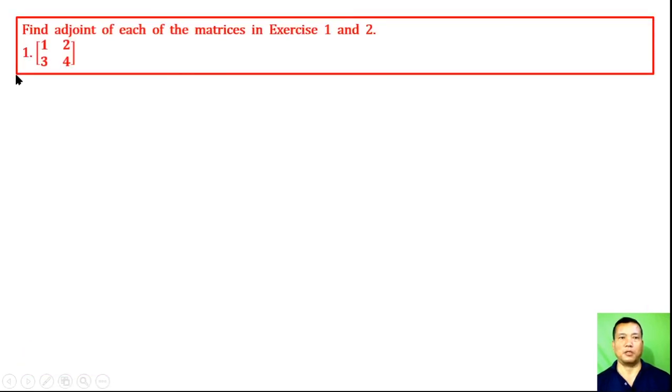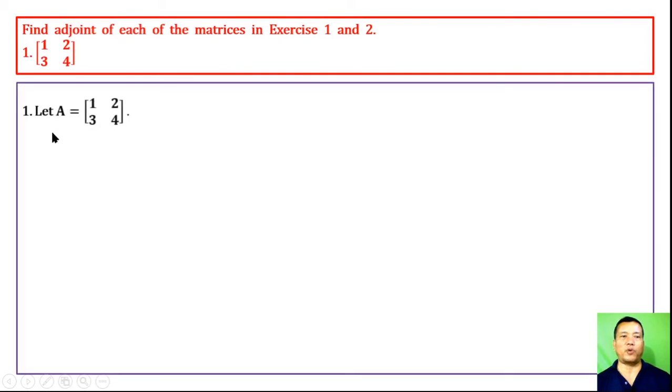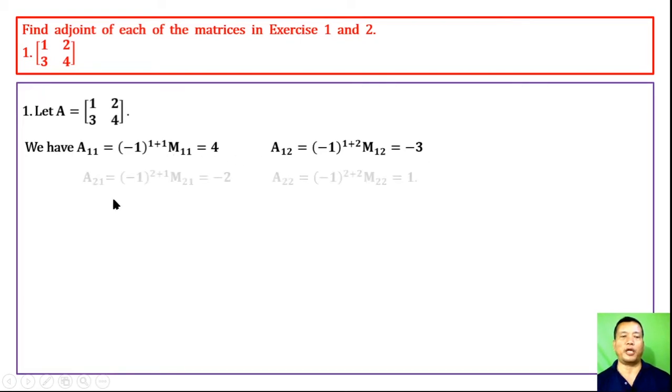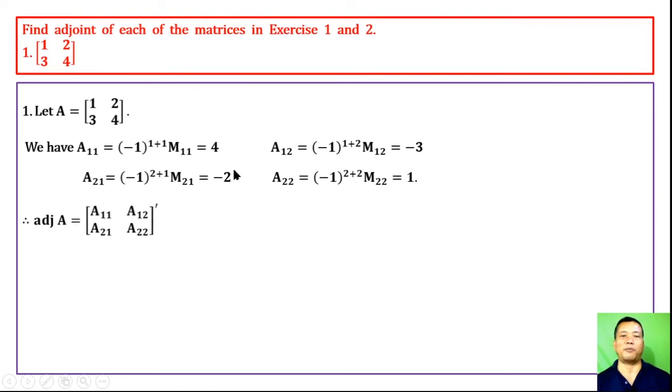Exercise 4.5: find the adjoint of each of the matrices in exercises 1 and 2. Let A denote the matrix, then we have cofactor A11, A12, A21 and A22 by the formula. The adjoint A is the transpose of the cofactor matrix. Taking the transpose, the first row becomes the first column and the second row becomes the second column.